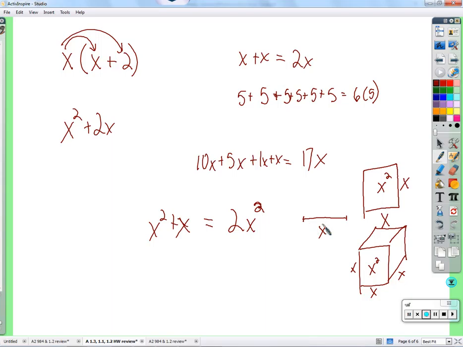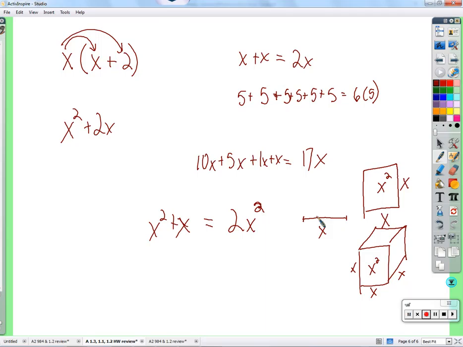Let's go another dimension. Let's go x times x times x. Here's the x times x, the square we just talked about. There's our x squared. Let's multiply by another x. How could we multiply by another x? That sounds familiar, a shape that has something times a third thing? A box. A cube. Why do you think they call it x cubed?